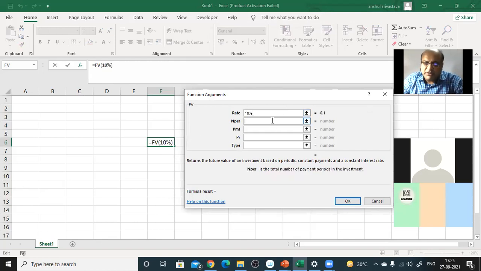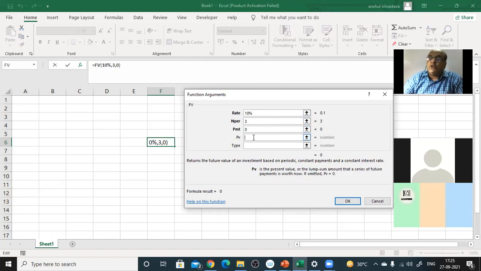Number of periods is 3 years. Be very, very careful while putting rate. Either put 10% or put 0.1. Don't put simple 10, because if you put the number 10, it will take 1000. So just remember, 10% is 0.1. Either put 0.1 or put 10%. PMT, there is no PMT. What is PMT? If there is an investment in every period. There is no PMT here.